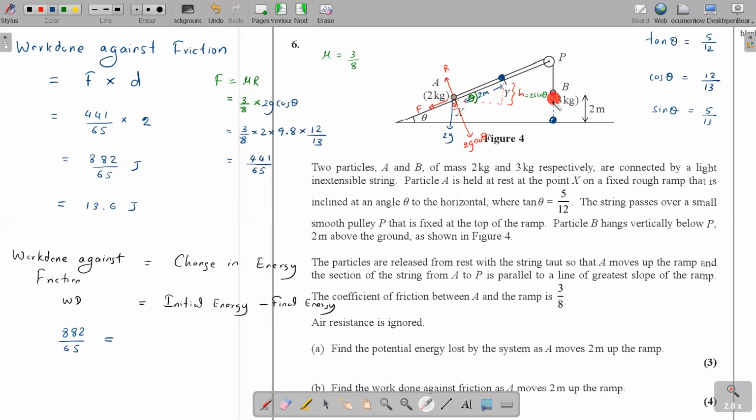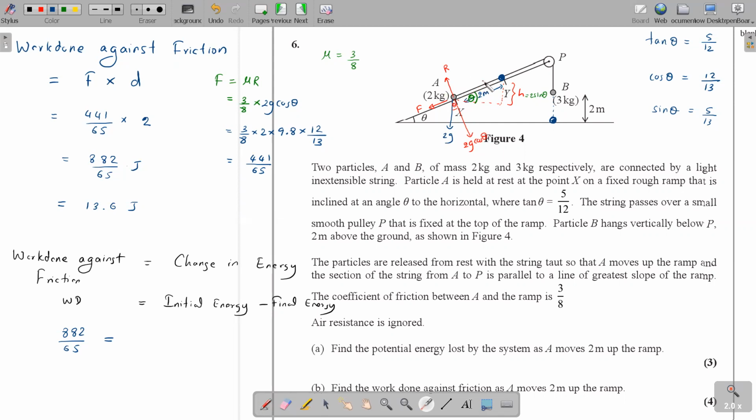A and B are both starting from rest. Then A is moving 2 meters, I mean, A is having a gain in potential energy. I think it's better you consider each object separately. If you think of particle A, initially it does not have any kinetic energy. It starts from rest and then it's moving up. So when A is moving up, its GPE increases, and A has kinetic energy. So that's the final.